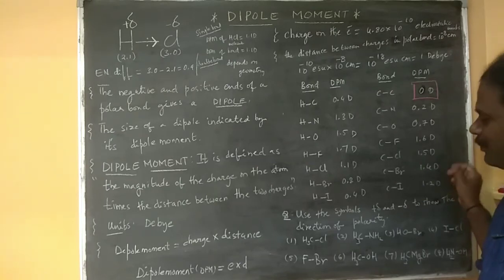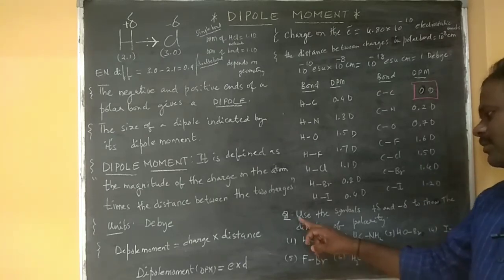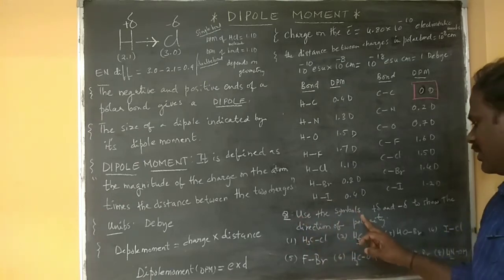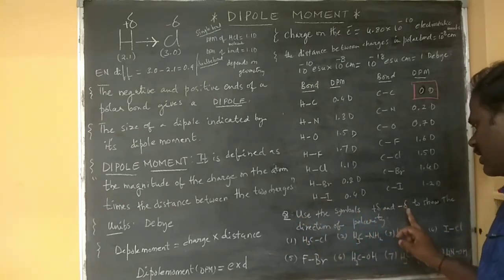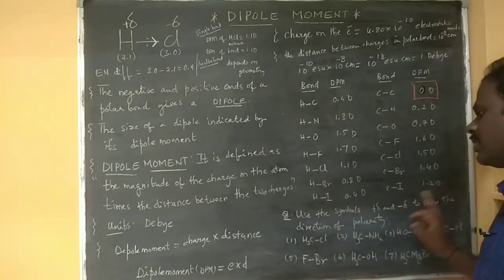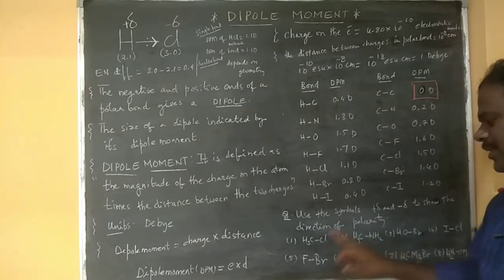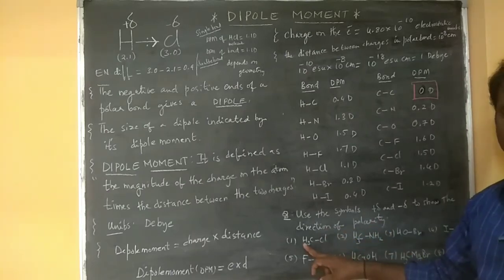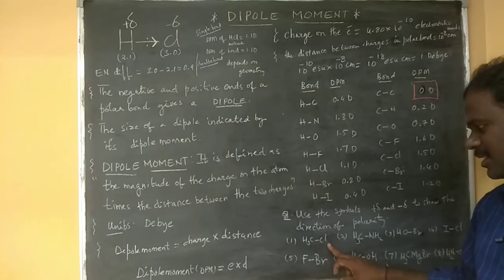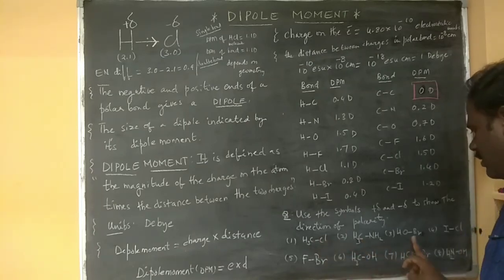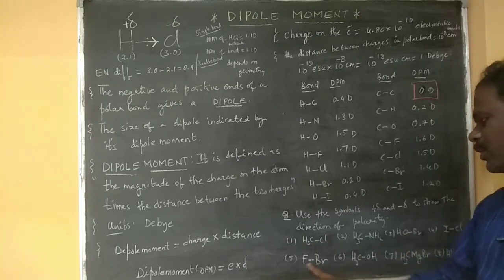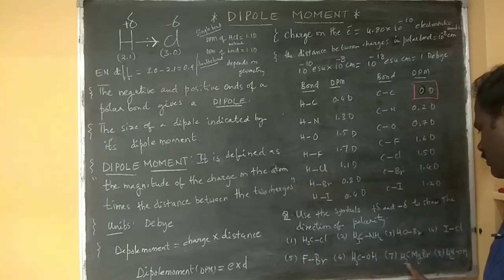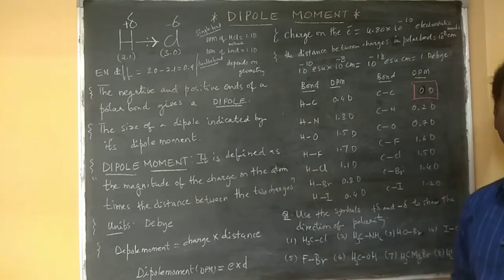Is it okay, sir? Then my question is, use the symbols partial positive charge and partial negative charge to show the direction of polarity. You have to solve these examples: CH3Cl, methyl chloride, methyl amine, hypohalous bromide, iodine chloride, fluorine bromide, methyl alcohol, methyl magnesium bromide, and hydroxyl amine. You solve these.